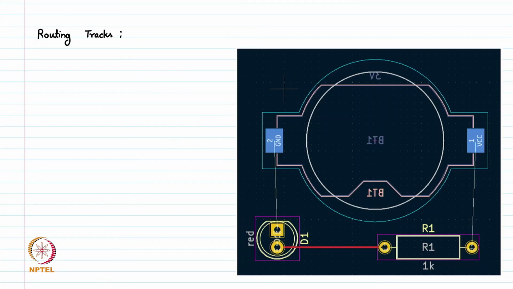So this is the copper track we have placed from this pad to this pad. If it is, let's say, 1 mm width, when the actual PCB is fabricated, 1 mm width of copper will be placed here to make this track.